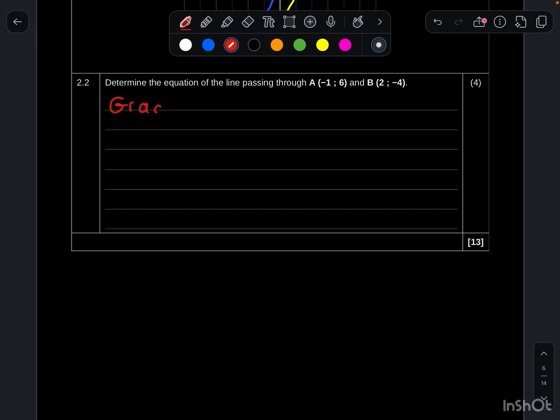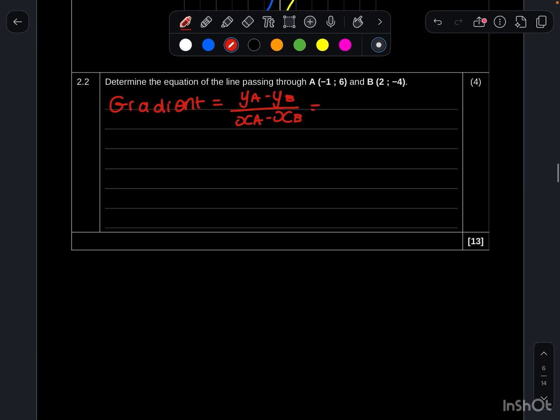For the gradient, we always have this equation: it's ya minus yb over xa minus xb. Usually you get a mark just for writing that down. Let's work it out. So ya is 6, minus yb is minus 4. xa is minus 1, xb is 2.